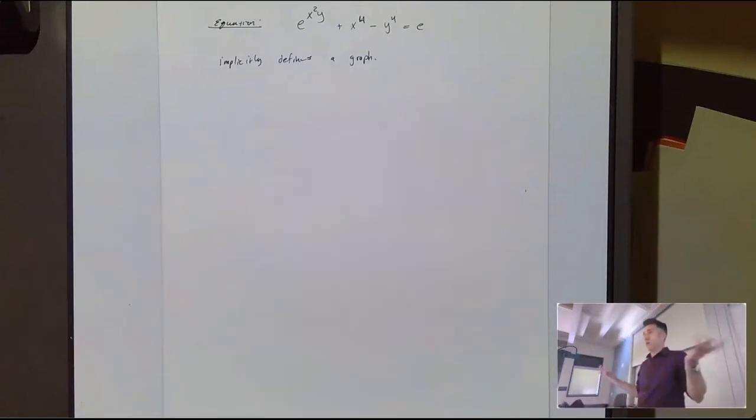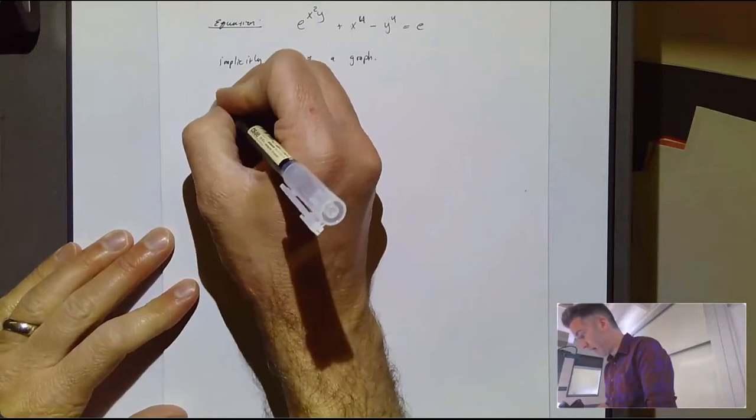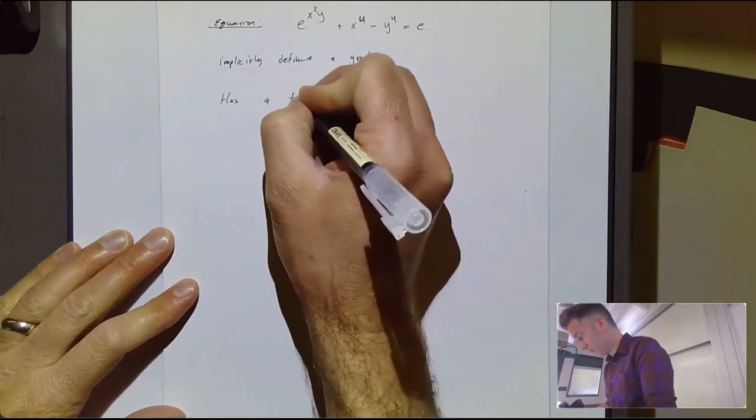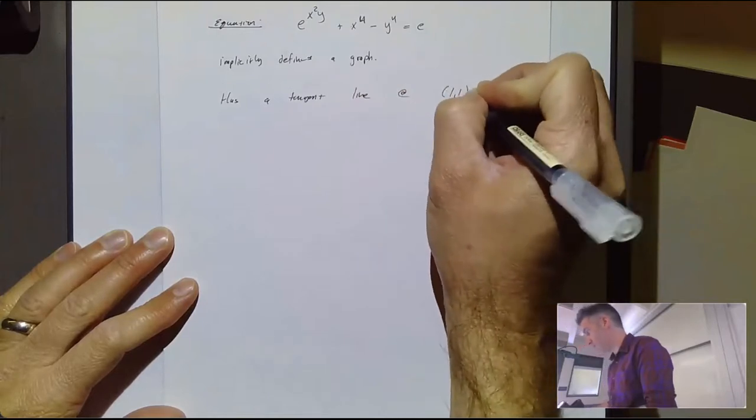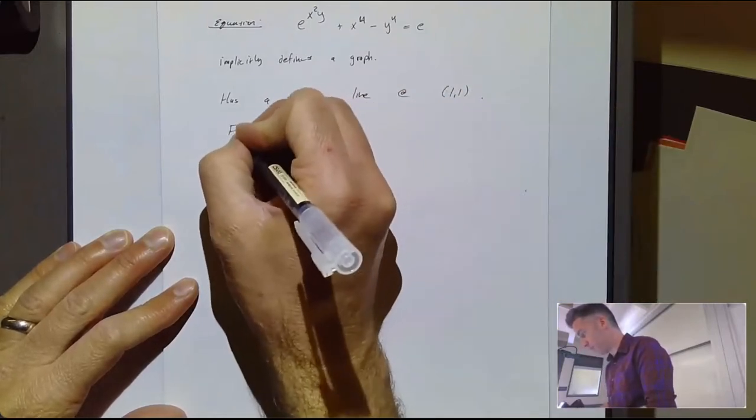Not that you need to, right? We don't need to know what the graph of this looks like, but if you wanted to see it, you certainly could. And I think it's worthwhile to see what these things look like sometimes. So I would encourage you later on to go graph this thing and then also graph the tangent line that we're going to find. So this graph has a tangent line at the point 1, 1. We want to find its equation.